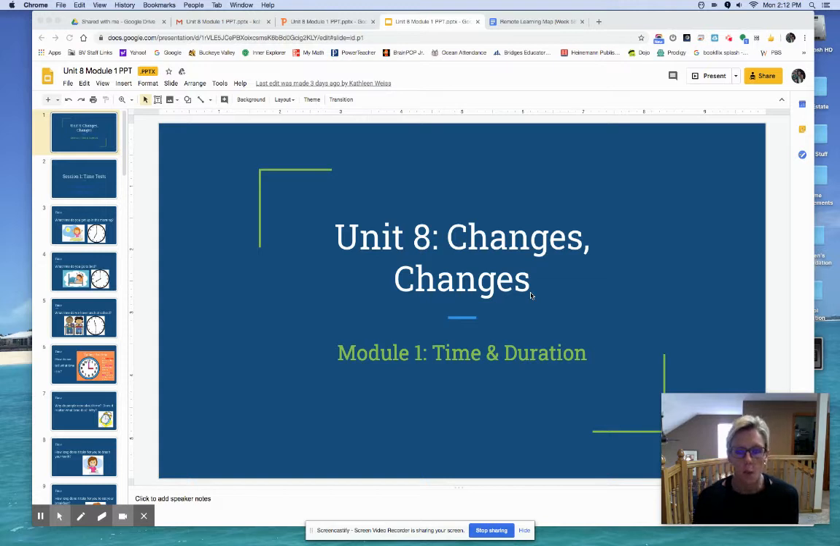We are getting ready to start Unit 8 called Changes, Changes. In this unit, we're going to talk a lot about time. We've talked about time a little bit when we did the number corner and the calendar. And so now we're going to do some more things with time. So let's get started.